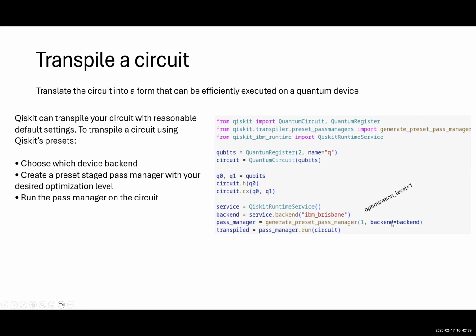For example, this backend could be Sherbrooke, could be Brussels, could be another machine, Torino, etc. in the real IBM backend. So the purpose is to translate the circuit into a form that can be efficiently executed on a quantum device.